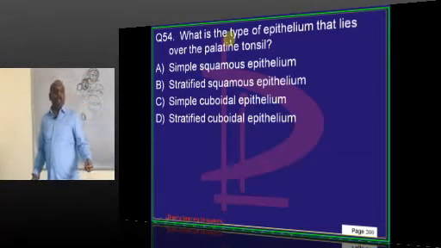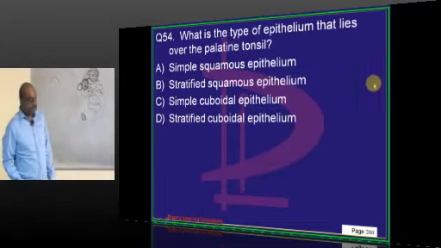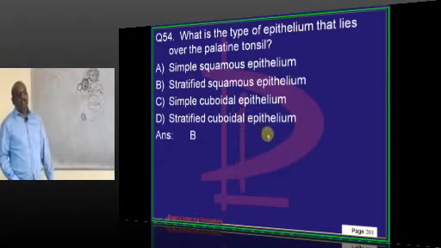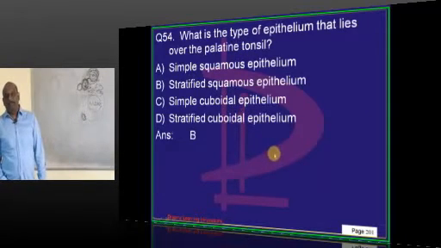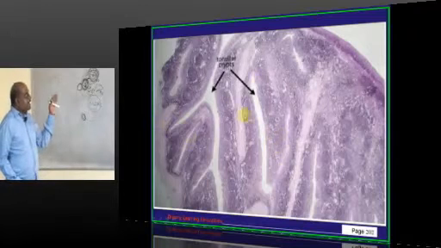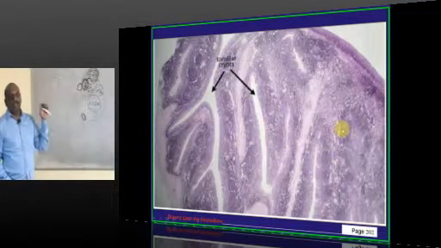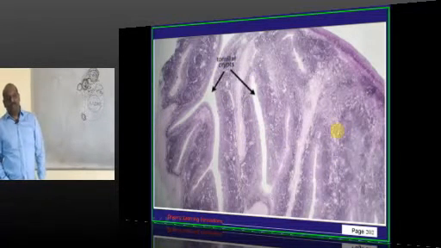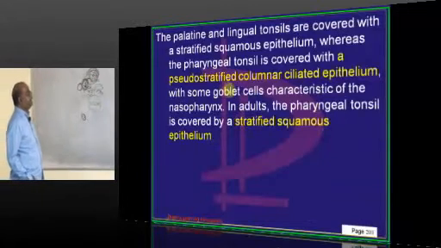Then what is the epithelium of palatine tonsil? It's a very easy question. Stratified squamous epithelium. So this is a classical example of the crypts, and the stratified squamous epithelium is what you need to understand.